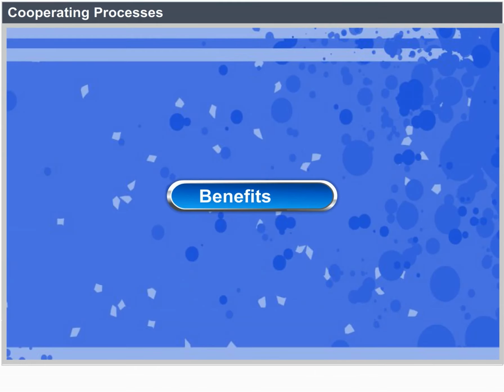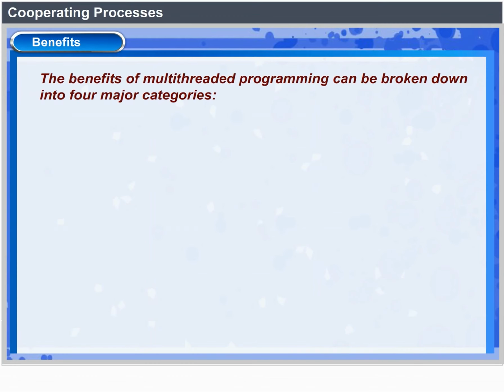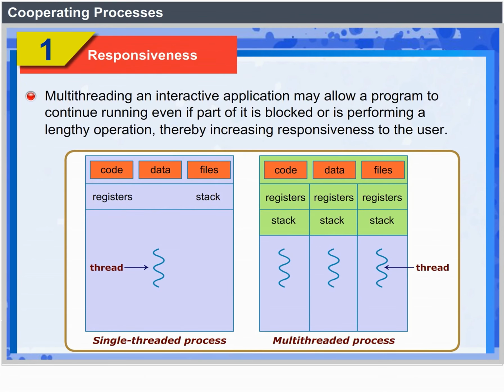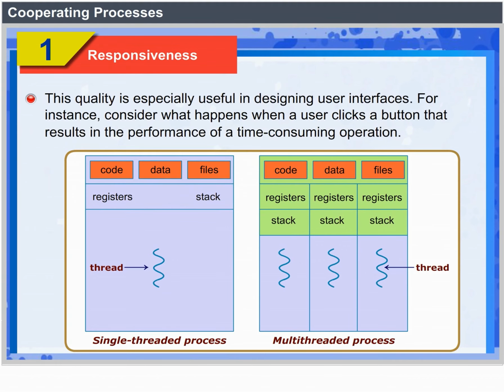Benefits. The benefits of multi-threaded programming can be broken down into 4 major categories. First, responsiveness. Multi-threading an interactive application may allow a program to continue running even if part of it is blocked or is performing a lengthy operation, thereby increasing responsiveness to the user. This quality is especially useful in designing user interfaces.